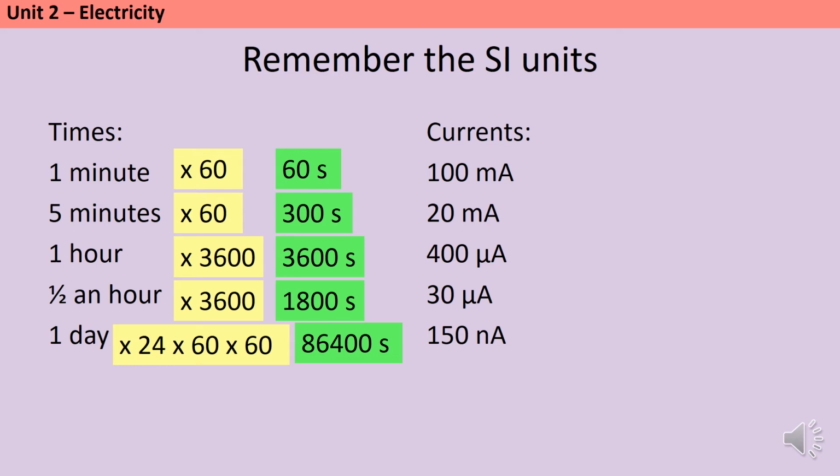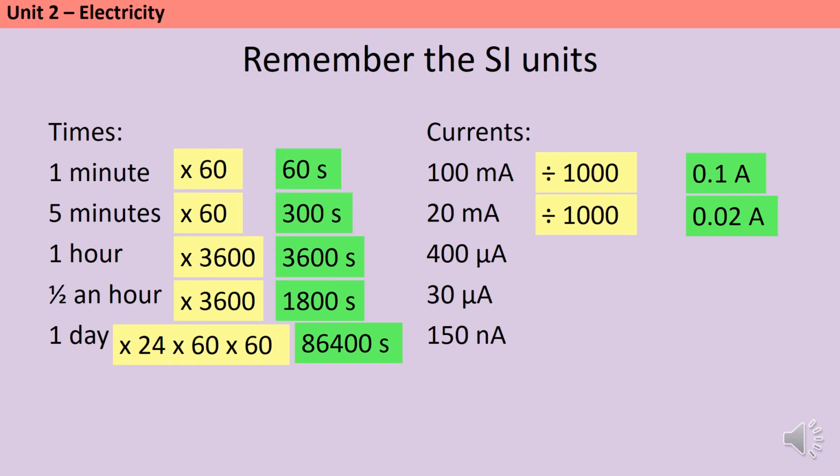You should be able to apply the prefixes milli, micro and nano to any of the units that you meet anywhere in GCSE Science. It's just as reasonable for us to have millilitres or millimetres as it is to have milliamps. To convert milli to not milli, I guess, you need to divide by 1,000. So that means that 100 milliamps is 0.1 amp and 20 milliamps is 0.02 amps.